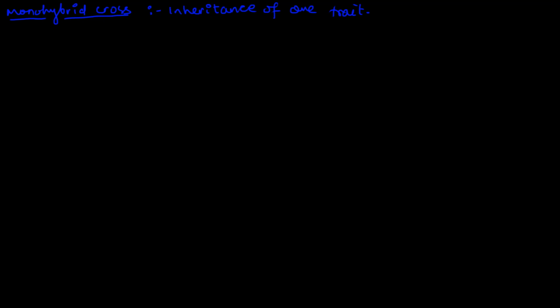Good morning, students. Today, let's learn about Mendel's monohybrid cross. In this monohybrid cross, we learn about inheritance of one trait, and this is going to involve a single gene, and that is why the term monohybrid cross. So, what Mendel had done was he had taken a tall plant and he crossed that with a dwarf plant.